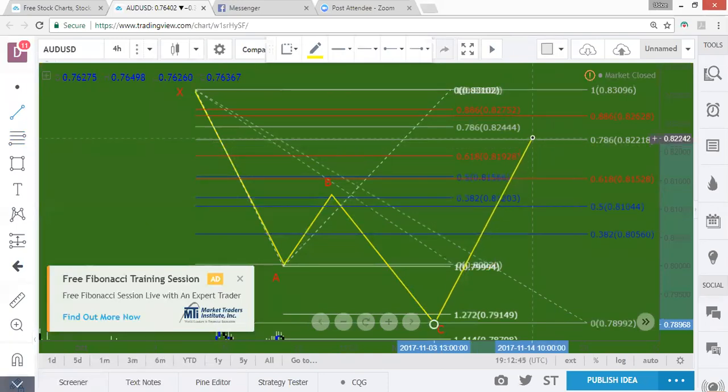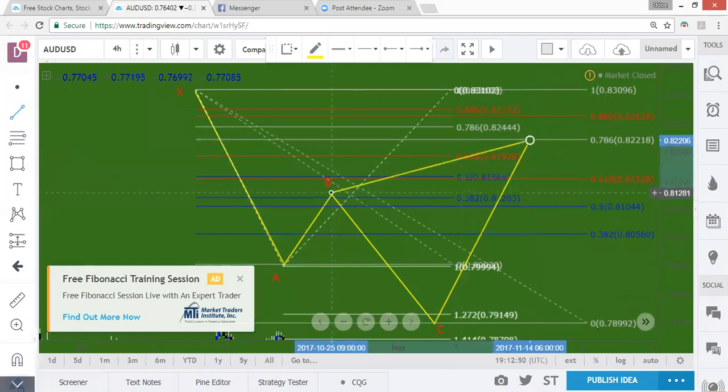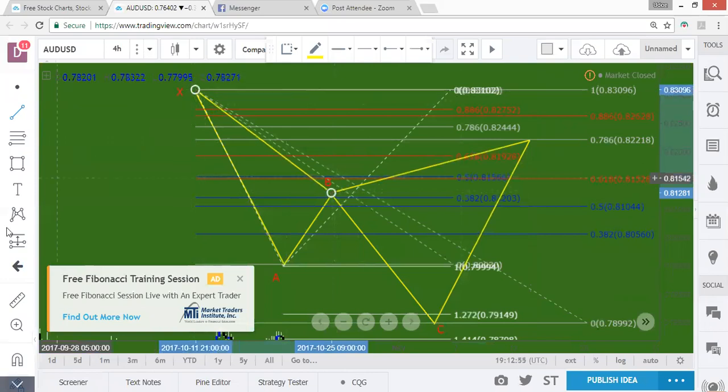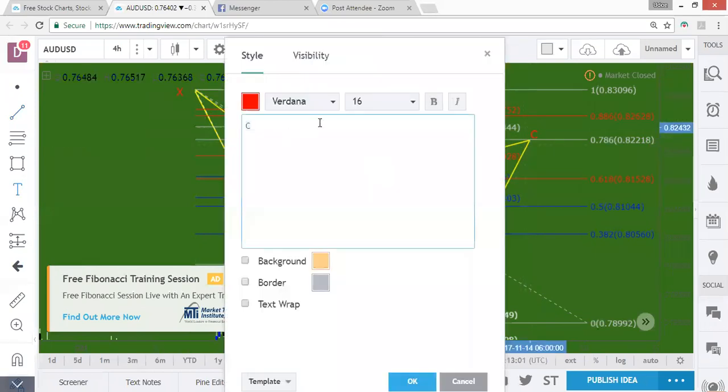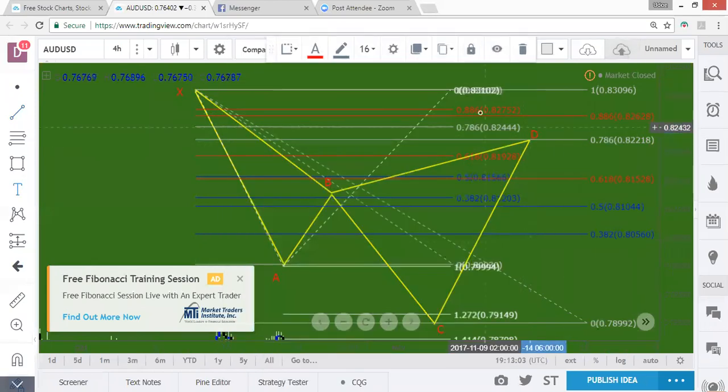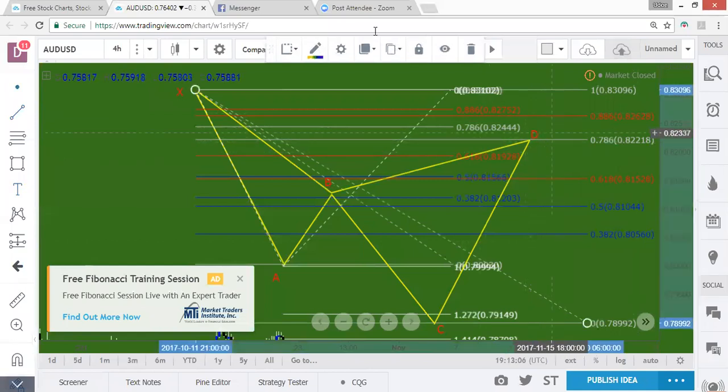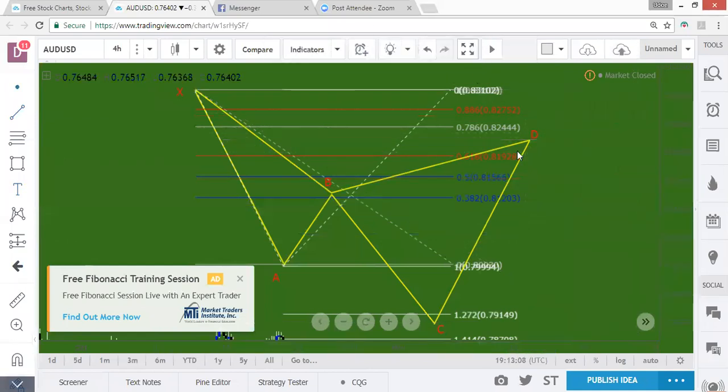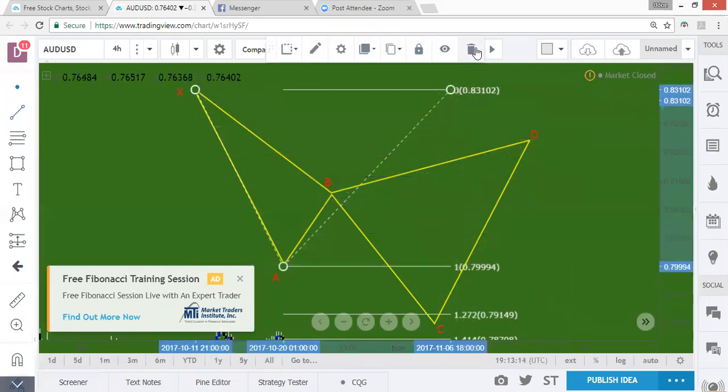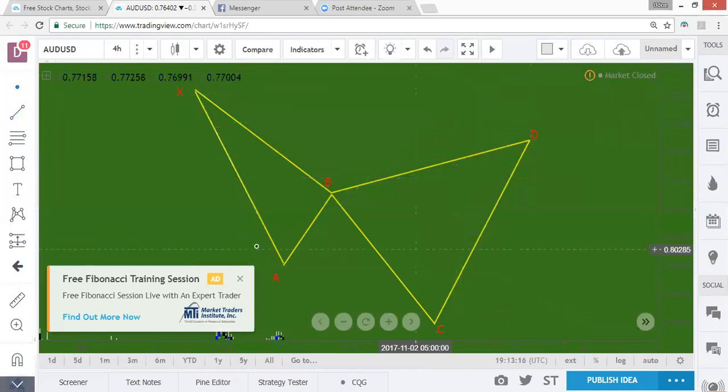But again, we look to get short right here to complete our CD move, and what we will be looking to get into the market. Now I'll go ahead and go over targets and stops now, since we got 3 patterns to cover real quick. Now, we understand that this D completes at this 786 of this entire move.